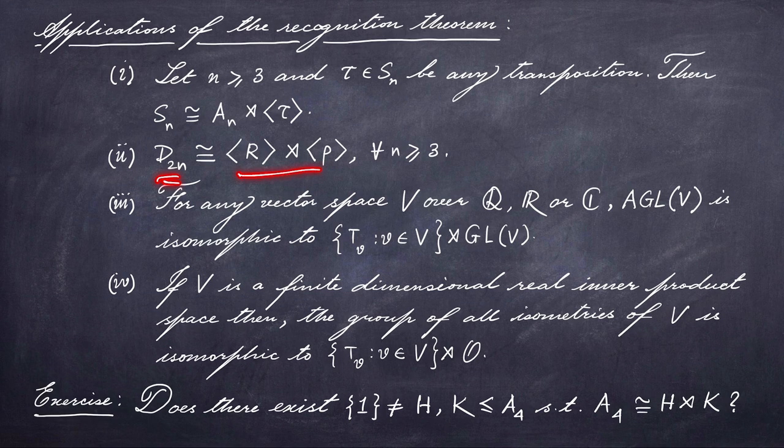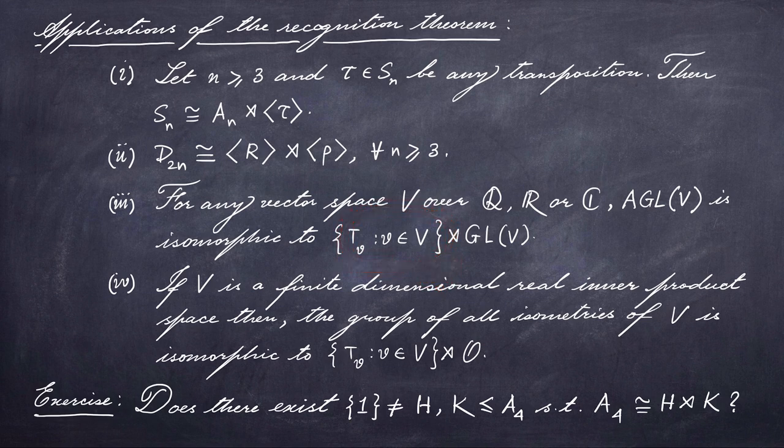For D2n, the decomposition is even more natural because D2n is basically generated by two things, Rn and rho, and D2n is isomorphic to the semi-direct product of the subgroups generated by Rn and rho. And like earlier we have observed that the affine general linear group AGL(V) is isomorphic to the semi-direct product of these two subgroups. So this part is actually isomorphic to V.